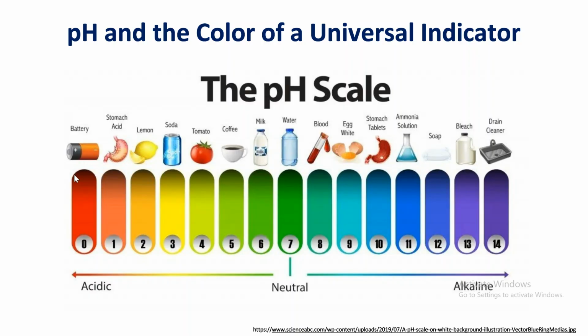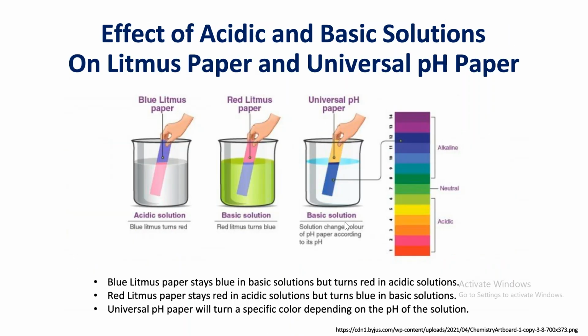Now, battery acid, the pH is very acidic. So the color of the universal indicator will be red. When the indicator shows red, that means it's very acidic. Versus bleach or drain cleaner, which is a base. Notice pH closer to 14, it's going to be more purple. So, as a quick review, between 0 and 7 is acidic, 7 is neutral, above 7 to 14 is basic.